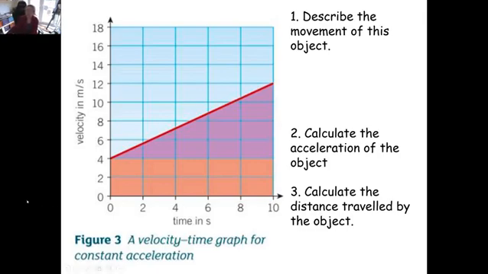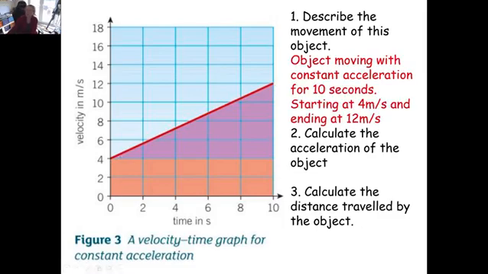Okay, so the movement of our object, well, we know it's a straight line and it is accelerating. So here the object is moving with a constant acceleration, started off at 4 meters per second, ended up at 12 meters per second, and that all took place in 10 seconds.